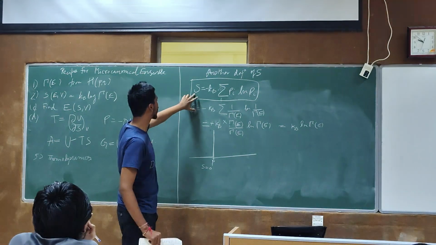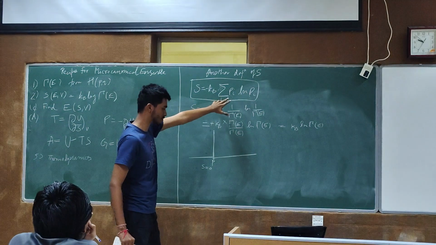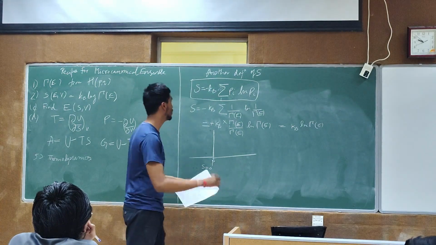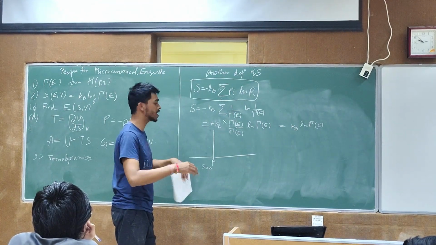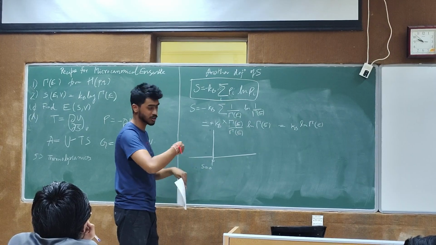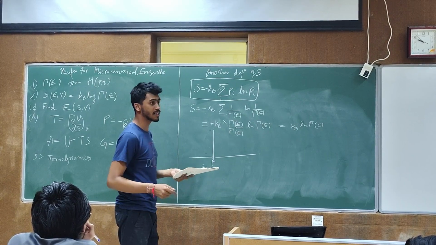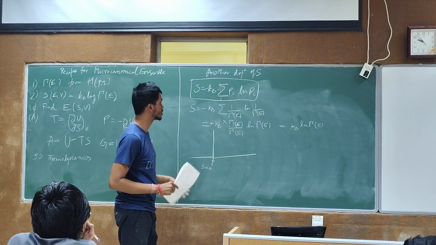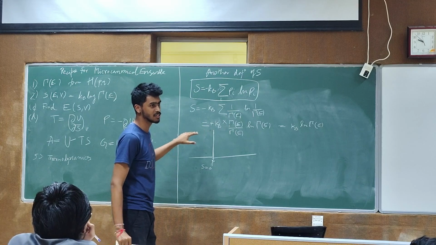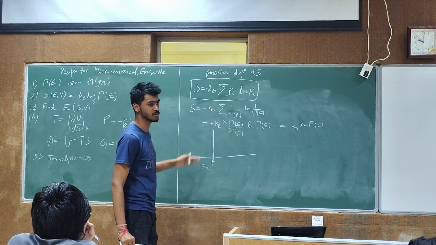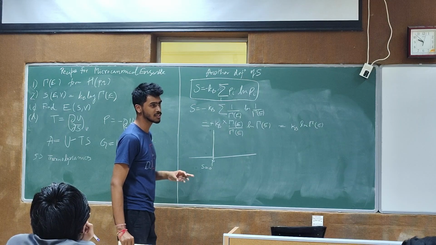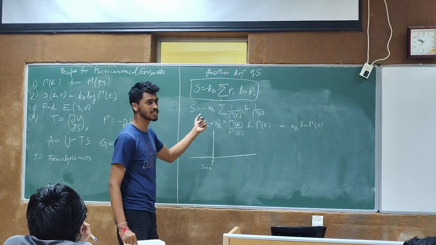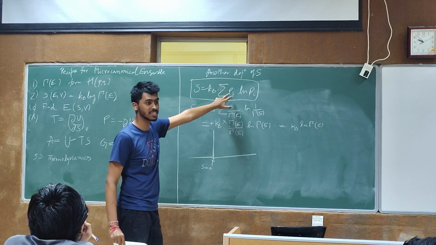And if we maximize S for different p_i, we would get all p_i equal to a constant. So all p_i equal to a constant is the state of maximum disorder. All of them are equally likely. The sum of p_i should be one, right? Because it's a probability distribution.